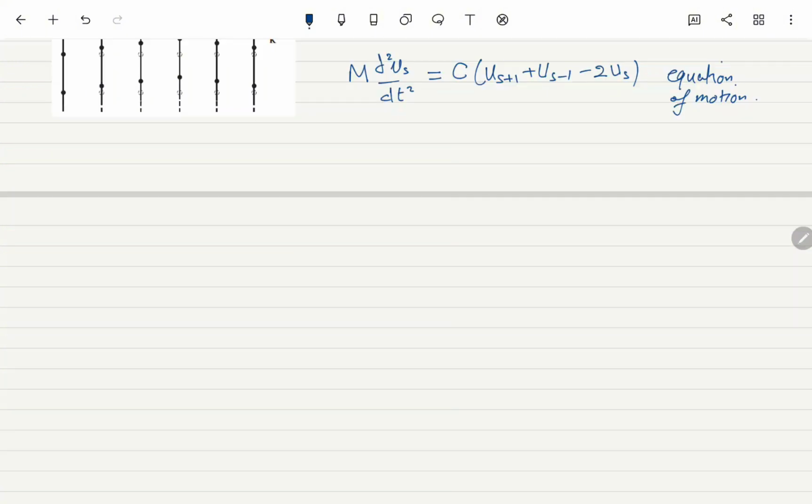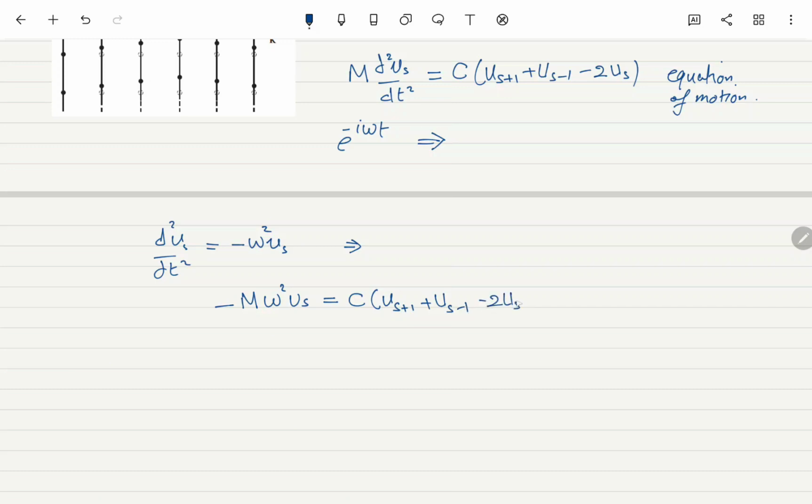Now, we will look for solutions with all displacements having the time dependence e to the minus i omega t, a time dependent solution. So in this case, the second derivative of u s with respect to t equals minus omega squared u s. Therefore, minus m omega squared u s equals C times u s plus 1 plus u s minus 1 minus 2 u s.